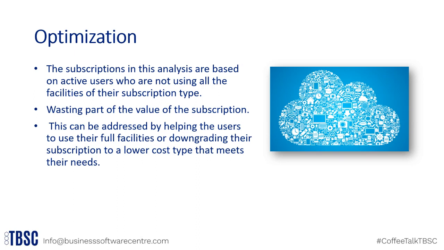And so the subscription analysis is based on active users who are not using all the facilities of their subscription type. This goes back to the idea of customers not using Microsoft Teams when it's included with the 365 subscription, so it's wasting part of the value of the subscription. By optimizing, you can address the users and help them use their full facilities, or you can help train them to learn the applications, or you can downgrade their subscription to a lower cost type that meets their needs. So rather than overspending and having a few extra apps, say you can move from an E3 to an E1.